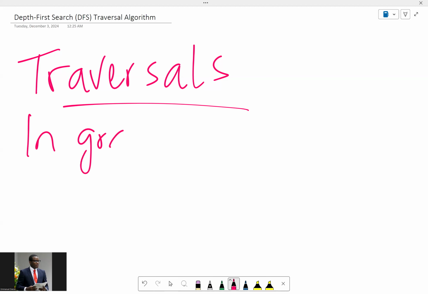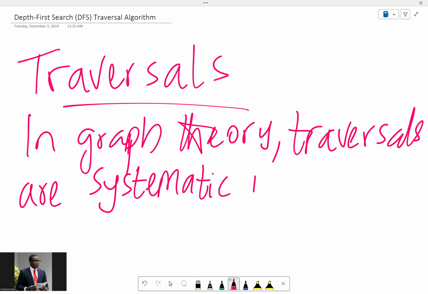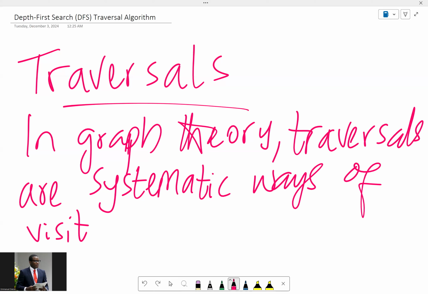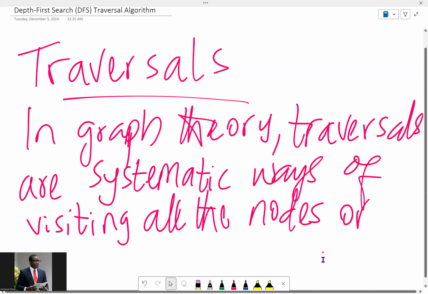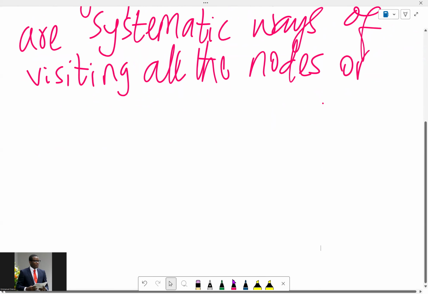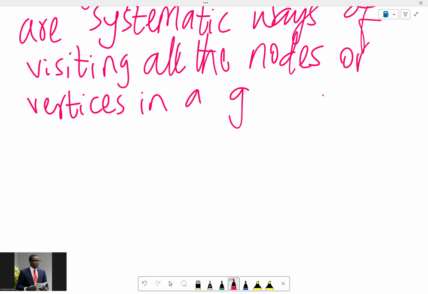So in graph theory, traversals are systematic ways of visiting all the nodes or vertices in a graph. Okay, so those are traversals.